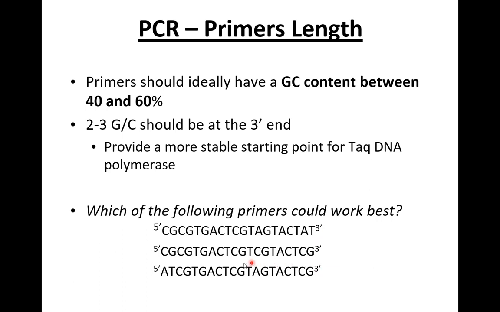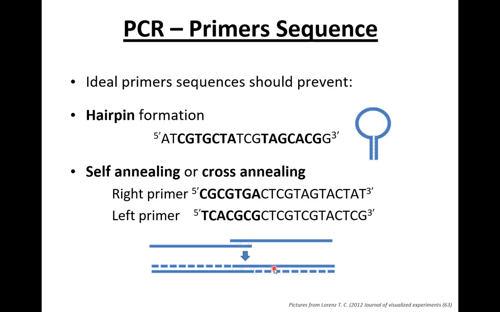So this one will probably be the best primer. It will form a good, fairly tight bond at the 3' end, which is where the Taq DNA polymerase should start working. So this end here will be much more stable than this one right here, giving a better start for Taq DNA polymerase. So this primer will probably be the ideal one to use. Then, until you do PCR, you never know. But in theory it will be the ideal one.